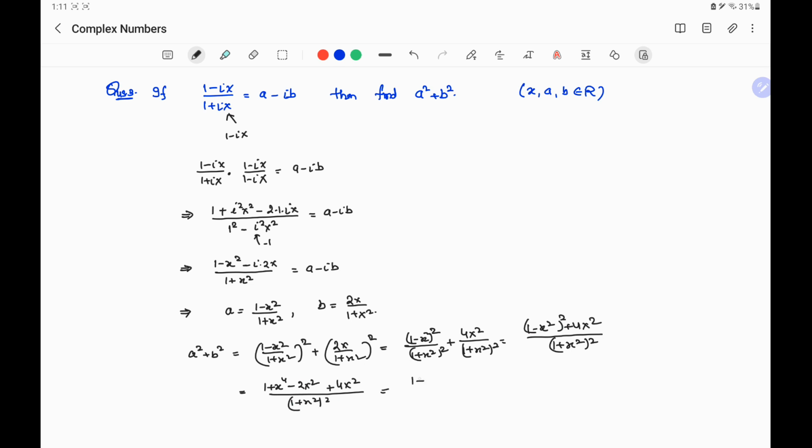So it will be equal to 1 plus x raised to the power of 4 plus 2x square divided by (1 plus x square) raised to the power 2. It will be equal to (1 plus x square) raised to the power 2 by (1 plus x square) raised to the power 2, and on simplifying we will have simply 1. Hence the answer is 1.